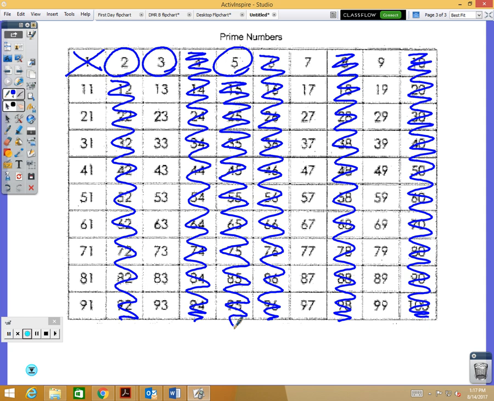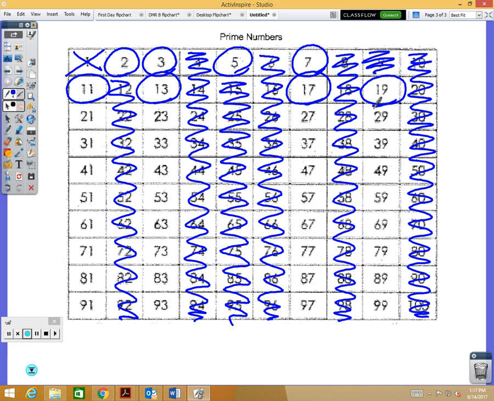What about the 7? Prime. 1 times 7. What about the 9? 1 times 9? 3 times 3. So 9 is composite. Only mark out your 9. What about 11? 1 times 11. That's it. What about 13? Prime. 1 times 13. That's it. What about 17? Prime. 19?